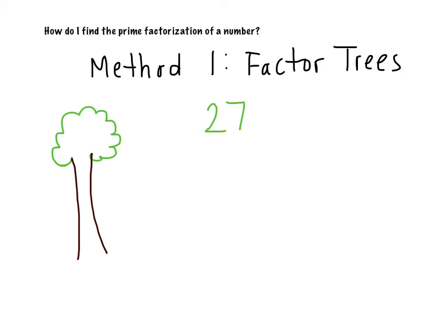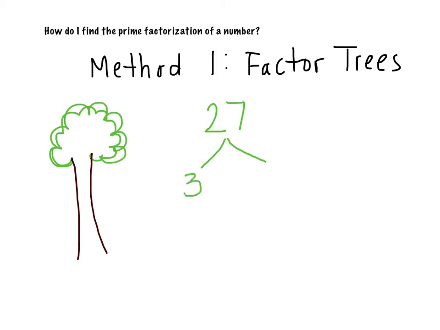So how do we find the prime factorization of a number? There are two main ways that we can do this. The first is our factor trees. Okay, and we would start with a number like the number 27. The first thing we need to ask is, is that number prime? Well, I know 27 is not prime because 3 goes into it. So we start by branching that number.